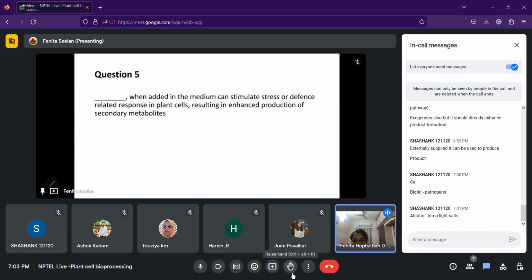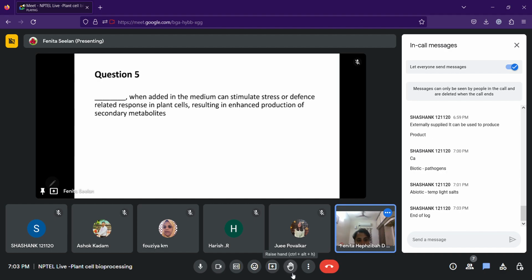When exactly do we have to add any elicitor? You can add it at the start of the culture itself, while you're starting initiation. Which phase will you add it in: lag phase, log phase, or stationary phase? When will you add it? End of log, yes. End of log or early stationary, you can add it. Good. So the answer here is elicitor.